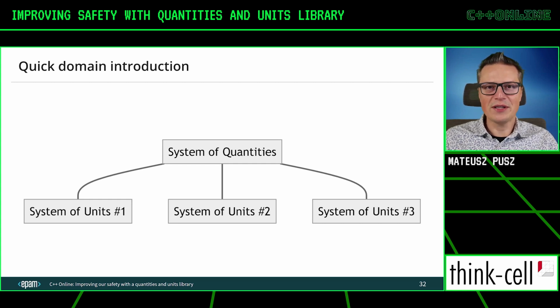Everyone knows that speed is length by time. And this is exactly what a system of quantities is about. It doesn't say anything about units, it doesn't say anything about representation types. It just says what a quantity is and how it's constructed from other quantities. And then based on such a system of quantities, one or more systems of units may be created. We can create the SI system with SI units on top of some system of quantities. We can provide CGS or USCS or even natural system units on top of those.